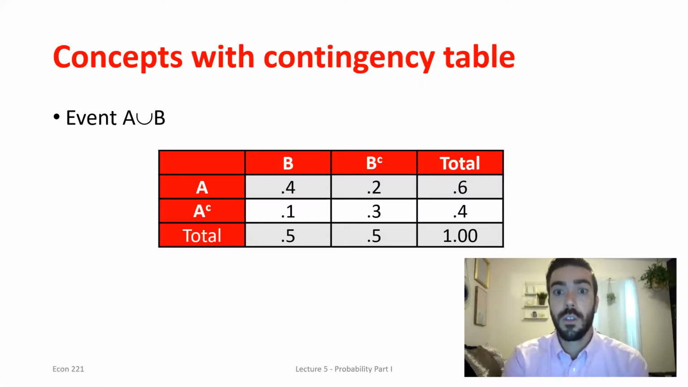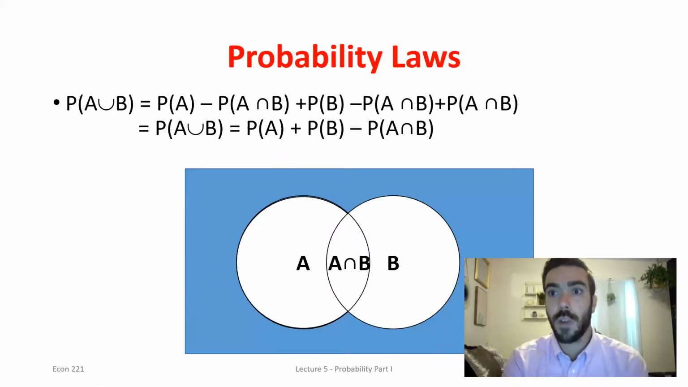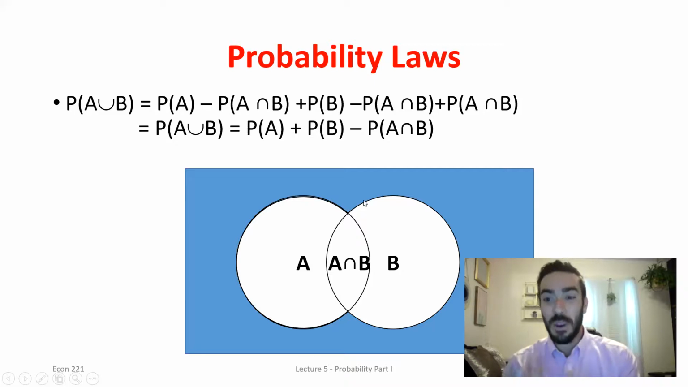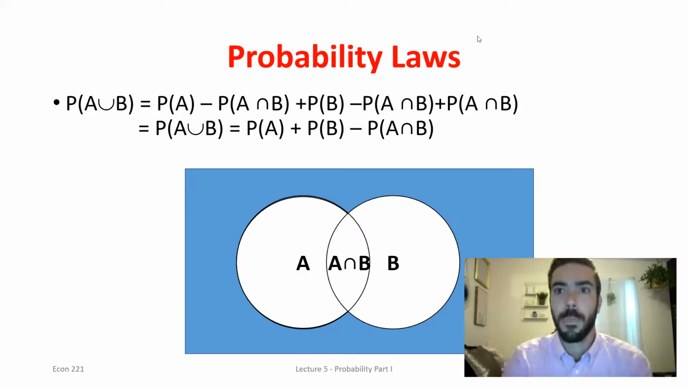Okay. So the question was, why don't you subtract out the intersection twice? The reason why you don't subtract it out twice is because you still have to count it once, right? So even if I double count something, I still want to count it one time. So it's only subtracted out once.